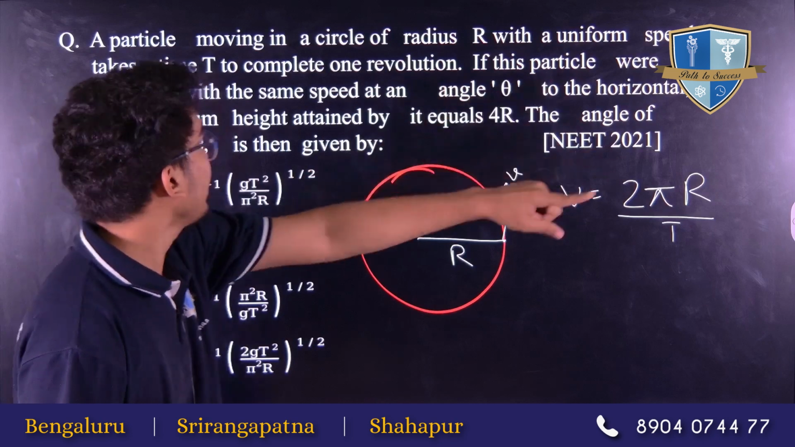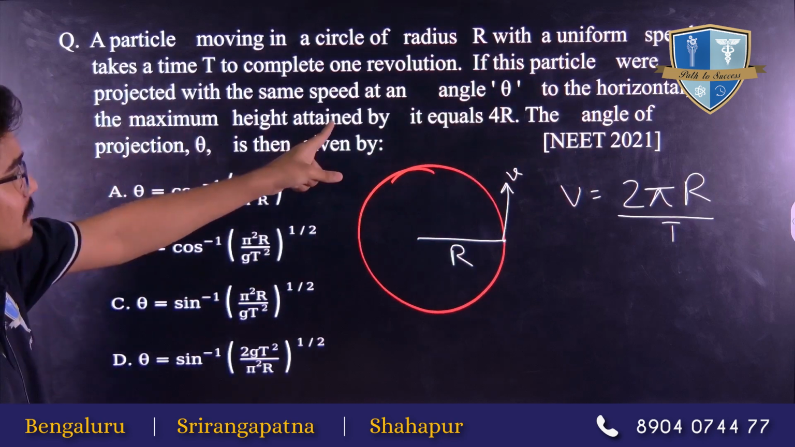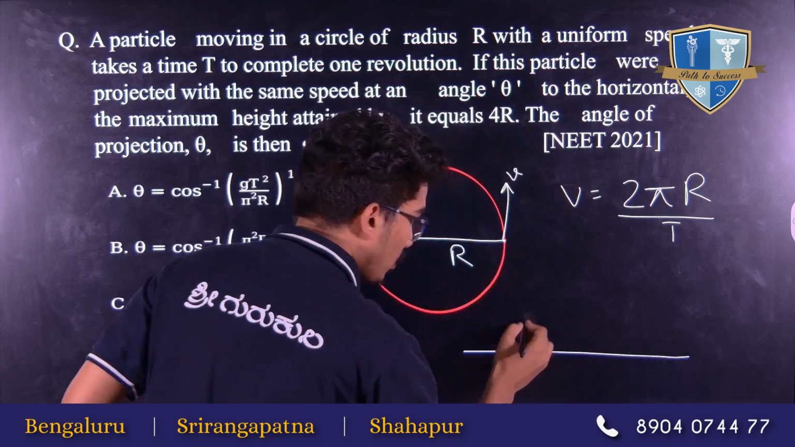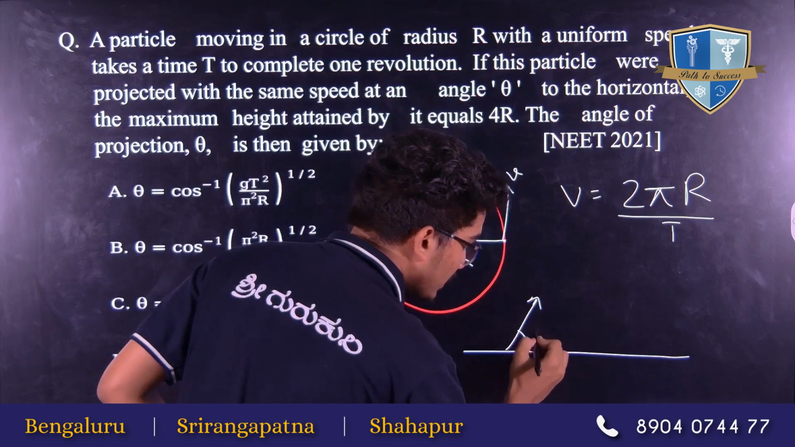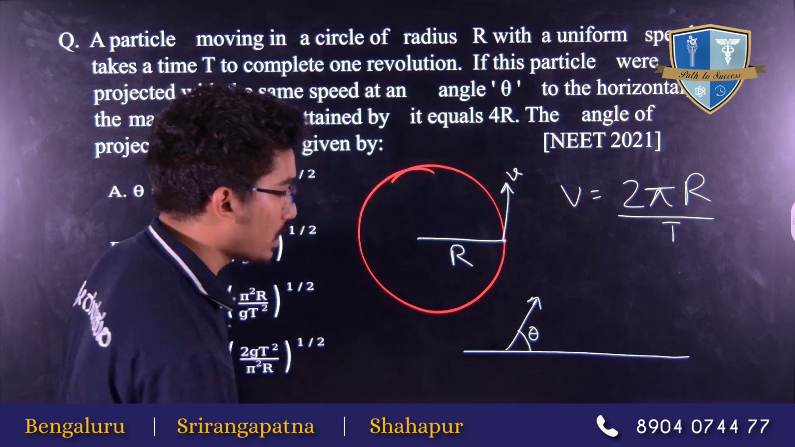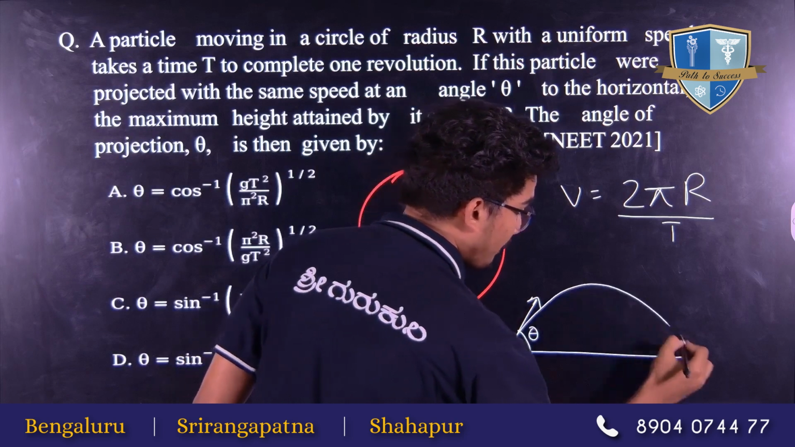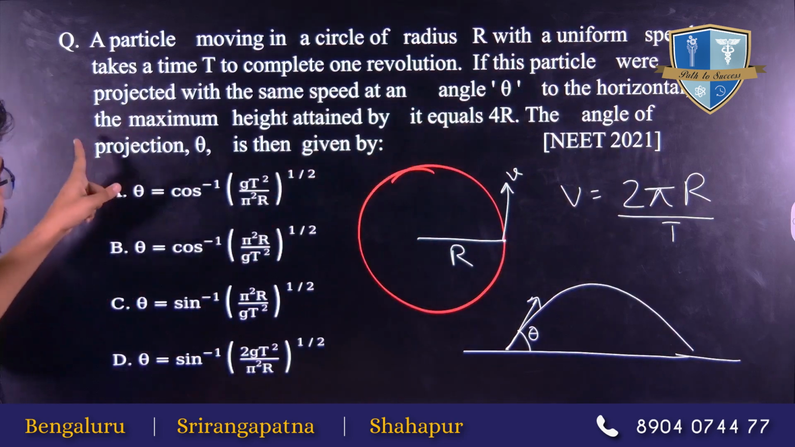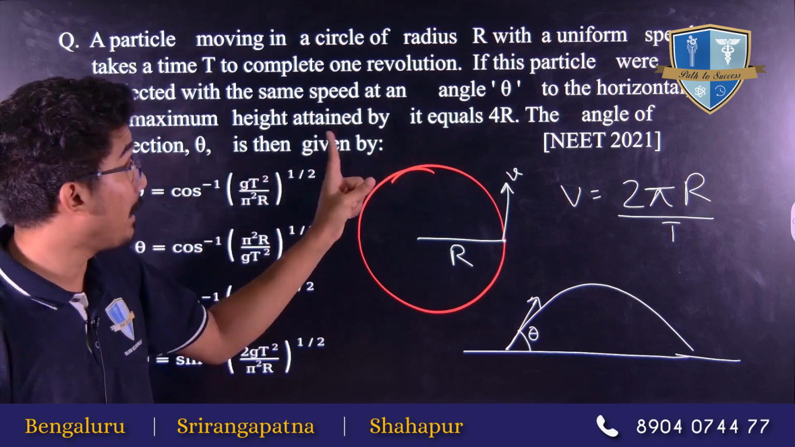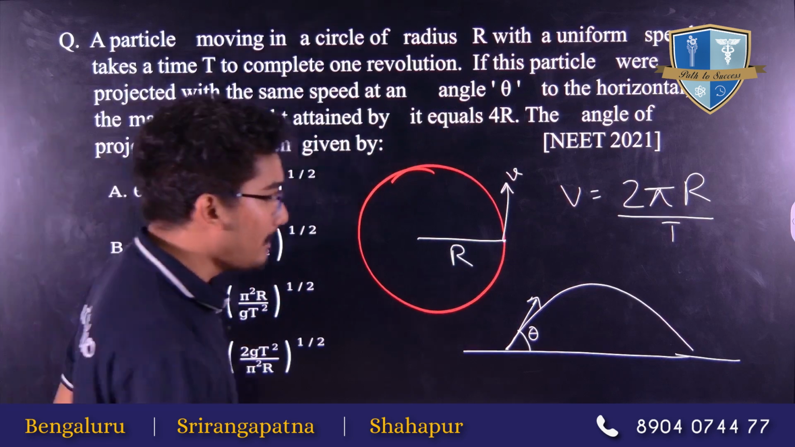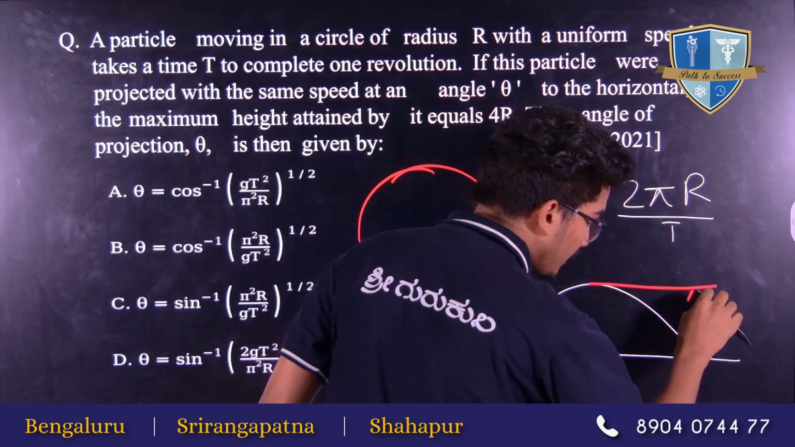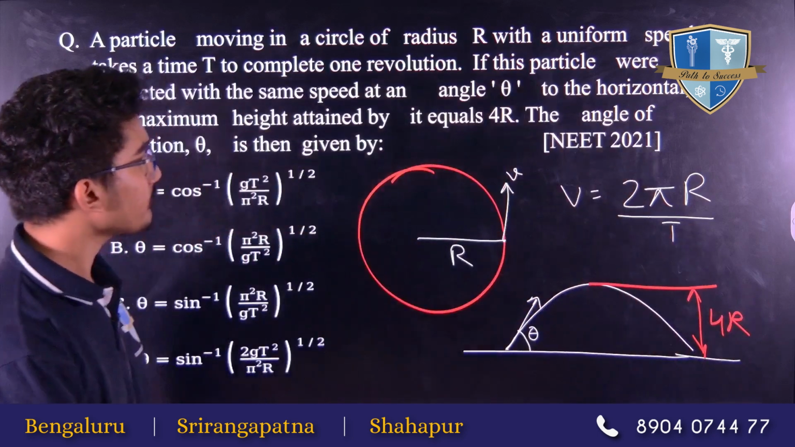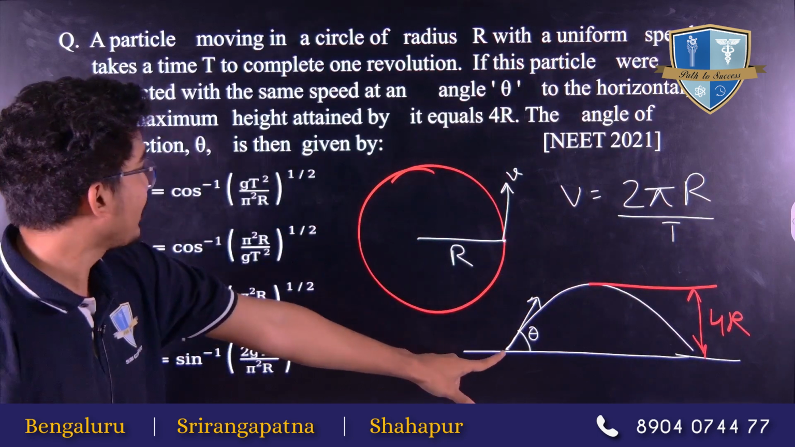Now if this particle were projected with the same speed at an angle theta, so with the same velocity we are projecting a particle at an angle theta. So what will happen? A projectile motion will happen. Correct? At an angle theta to the horizontal, the maximum height attained by it is equal to 4r. Means our h max is equal to 4r. The angle theta will be equal to?